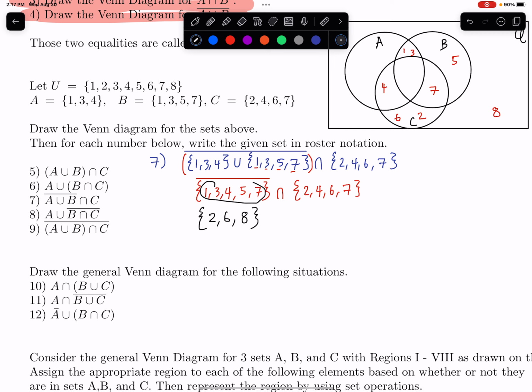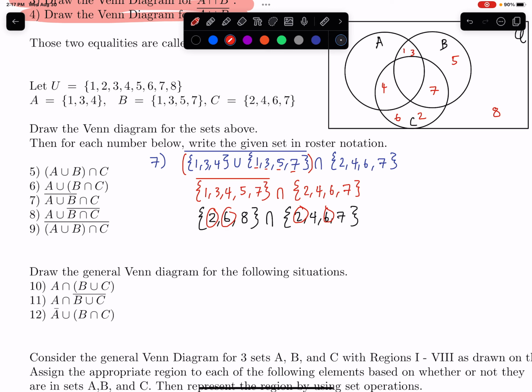Those are the numbers that are not 1, 3, 4, 5, or 7 in my universe. Okay, now, just recopy down this intersection, this set right there, 2, 4, 6, 7. Taking the intersection means what do they have in common? They both got 2 in common. They both got 6, and that's it.